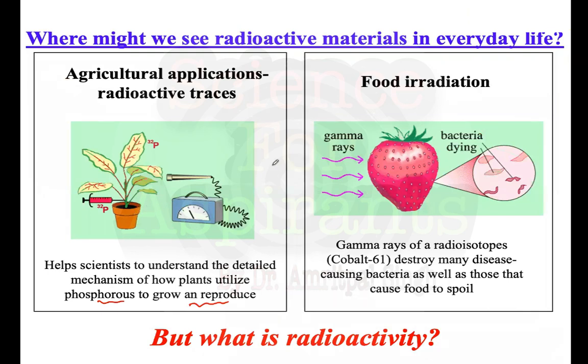There are some other important applications in food technology. You can see that we can enhance the life of some fruits like apple and strawberry by irradiating these fruits with some sort of radioactive particles. These particles generate gamma radiation or neutrons, which can destroy the bacteria present on the surface of these fruits, and so we can enhance the life of the fruits.